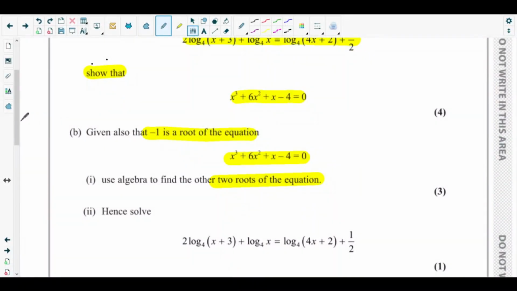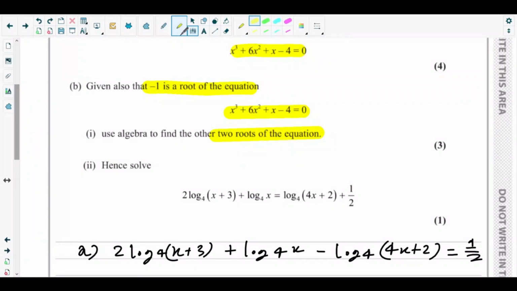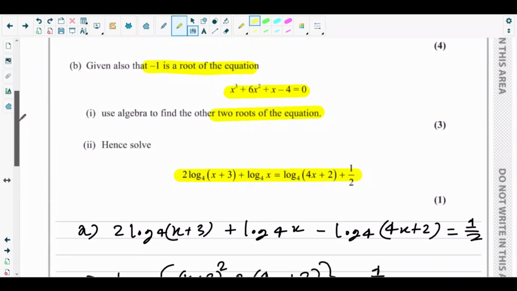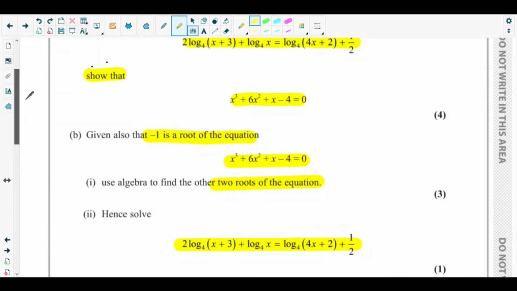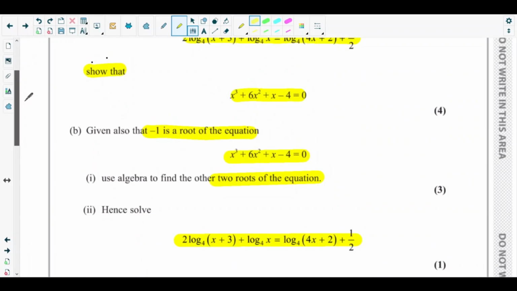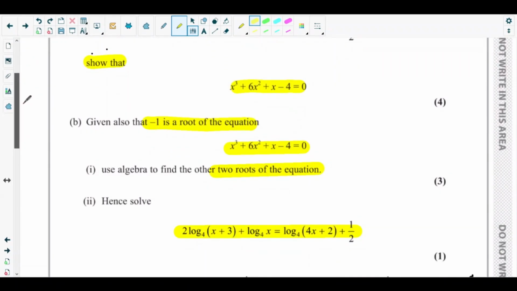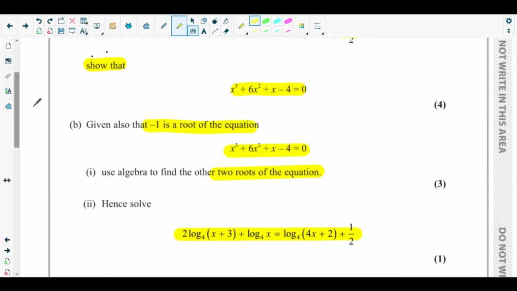Next is part B2, where they are asking to solve the logarithmic equation. We need to solve this equation. We already have the roots of the simplified equation of this logarithmic equation, so the solutions to the simplified equation are the same as the solutions to this logarithmic equation.